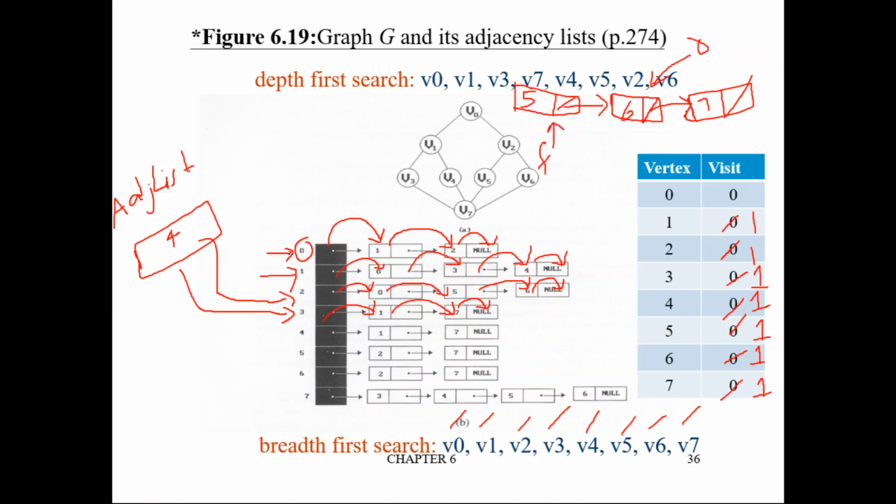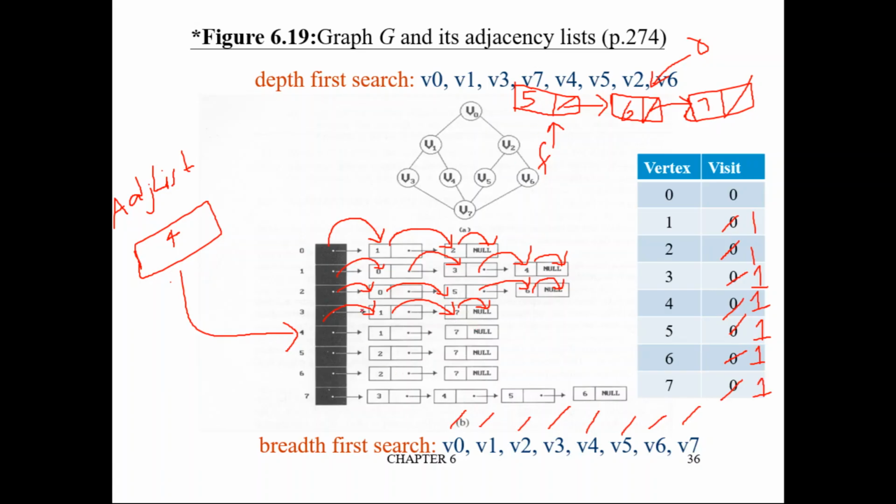Okay, so currently 4 means it is the adjacency list of 4. So what is the adjacency list of 4? It is this particular thing. This is pointing to node 1. Is it visited or not? Yes. 1 is pointing to 7. Is it visited or not? Yes. Next, it's null. So whenever there is null, you have to remove.